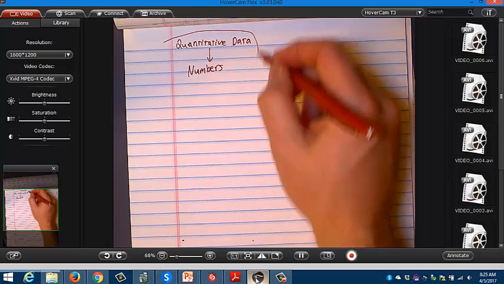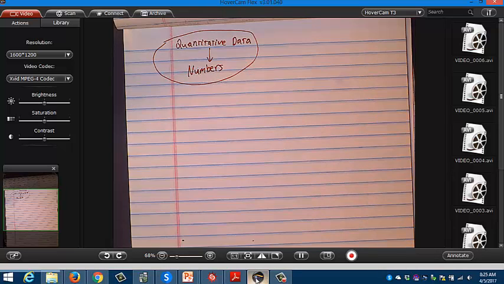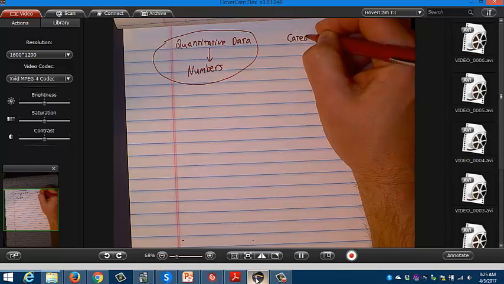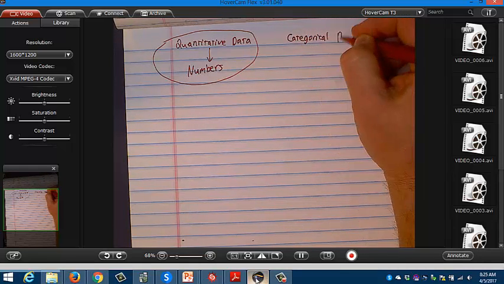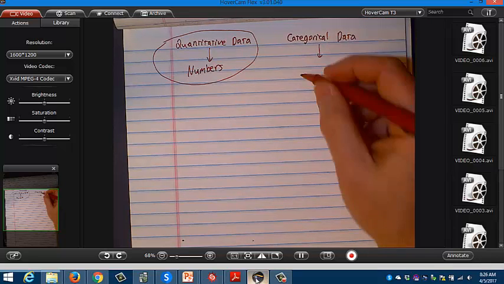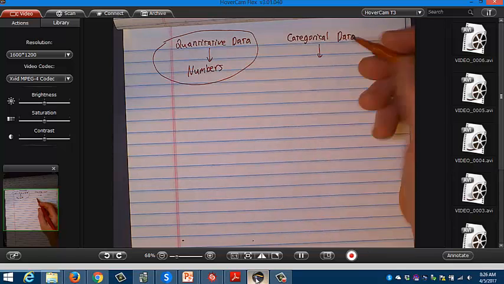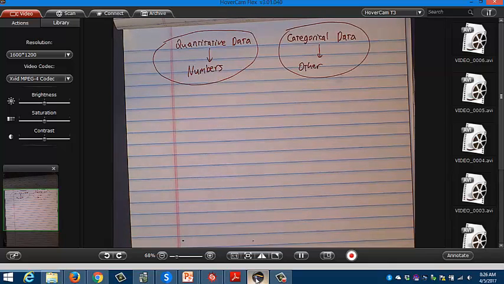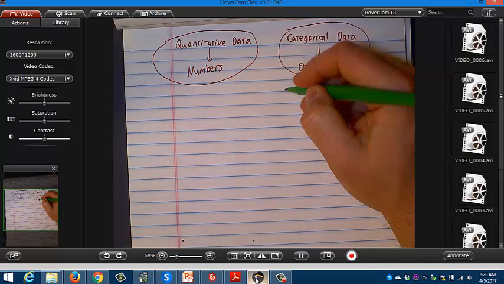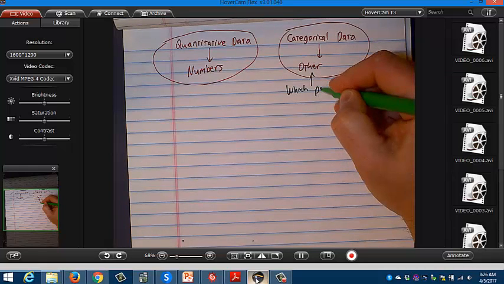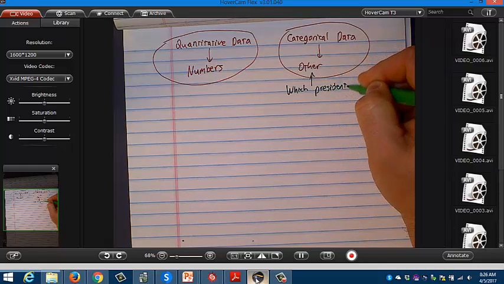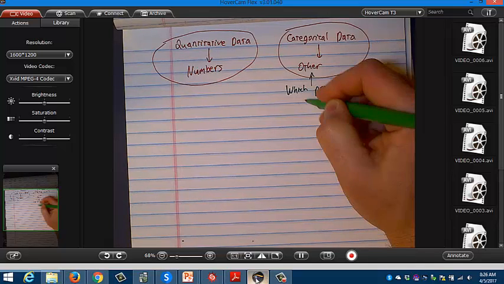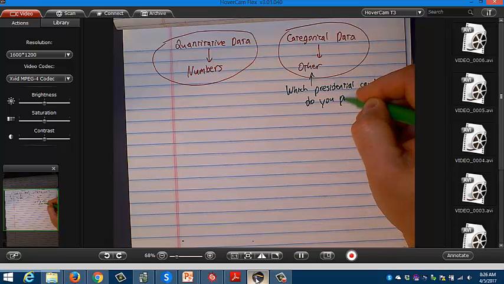Guys, I think this is where I'm going to live in this course for the most part. Numbers. Because that's what I can help you with. But you should know that sometimes we also talk about categorical data. Actually, you guys did today. Categorical data is other. So an example of categorical data would be which presidential candidate do you prefer? Right? That's not a number.